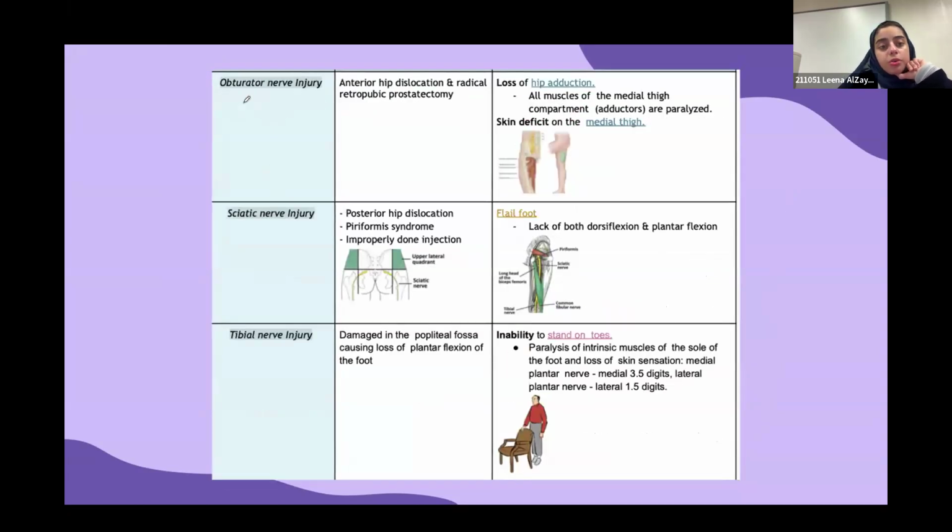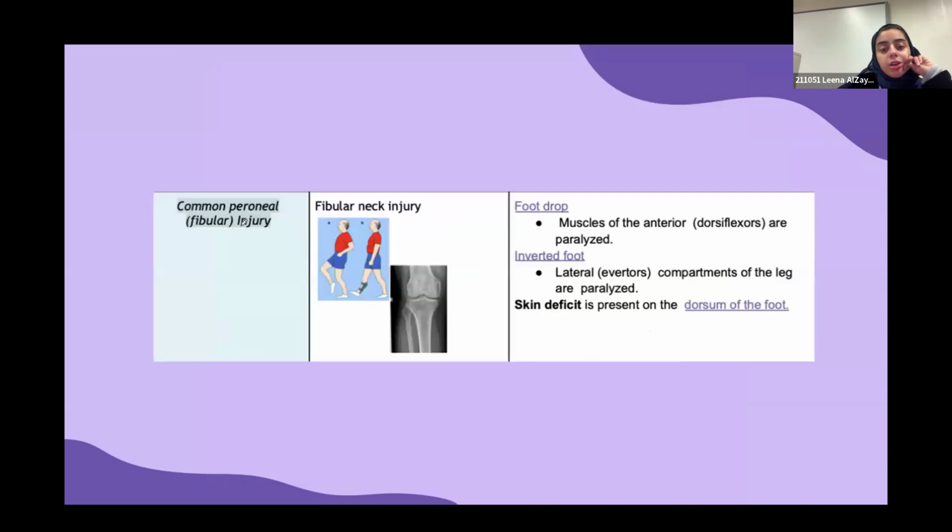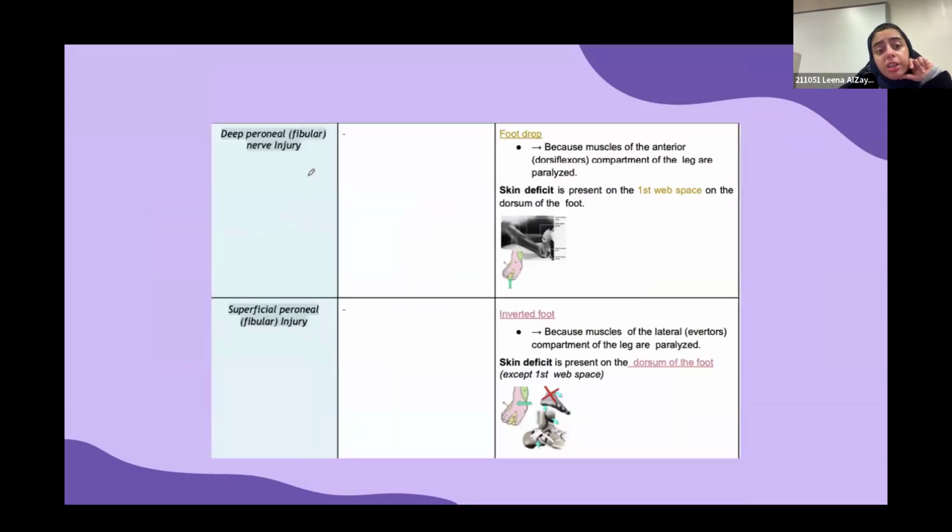And then you have obturator nerve, which would cause loss of hip adduction, so you're not able to bring your hip inward, and loss of sensation of the skin of the medial thigh. And then sciatic nerve would be flail foot, lack of dorsiflexion and plantar flexion. You'd have a flail foot. And then tibial nerve, you won't be able to stand on your toes. Common peroneal injury is foot drop and inverted foot. Deep peroneal, as we said, foot drop. Superficial peroneal is inverted foot.